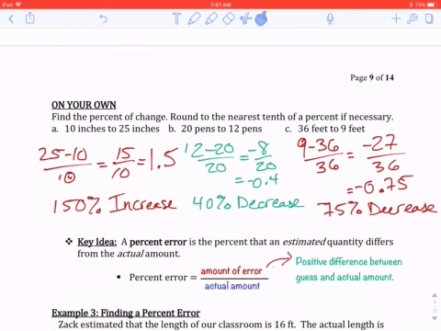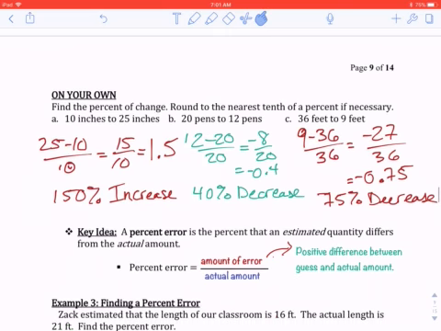Okay, so the formula is pretty straightforward. Just make sure you're always taking the new minus the original so you're sure whether it was a percent increase or decrease.